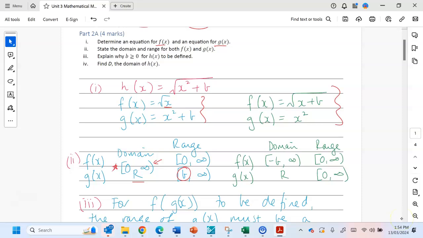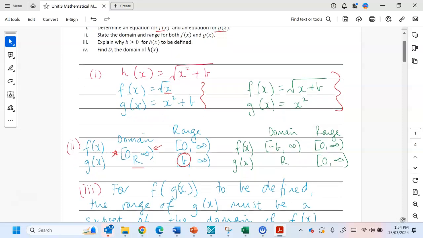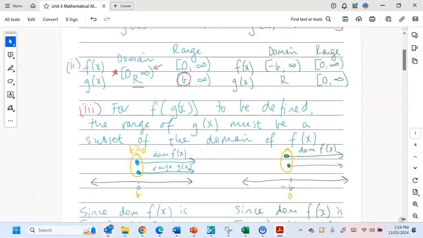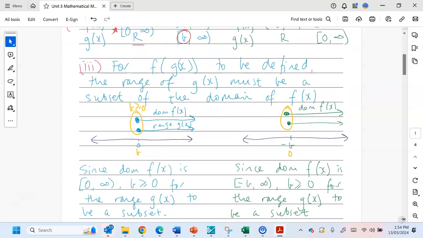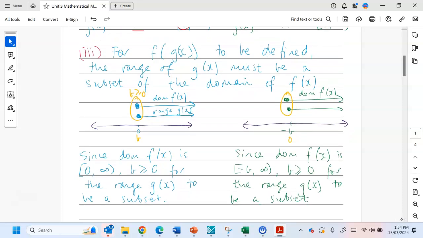Question 3, explain why b has to be greater than or equal to 0 for h of x to be defined. Again, two possible solutions, one in blue and one in green. For f of g of x to be defined, the range of g of x must be a subset of the domain of f of x.